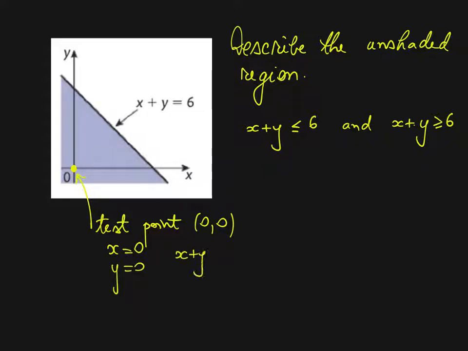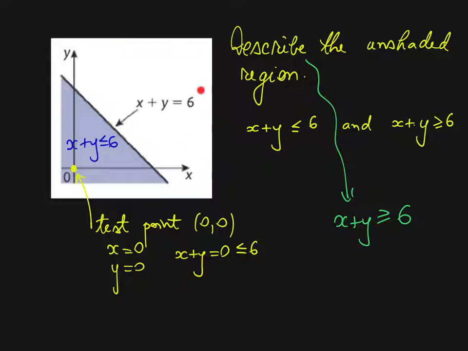x plus y is 0, which is smaller or equal than 6. Therefore, in this whole region, x plus y will be smaller or equal than 6, same as for this point. All points have the same condition. So the answer for my question will be x plus y bigger or equal than 6, because I need this region. So this is the unshaded region and is described by this inequality.